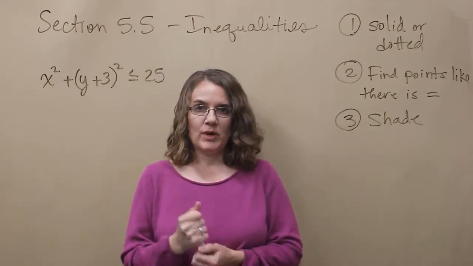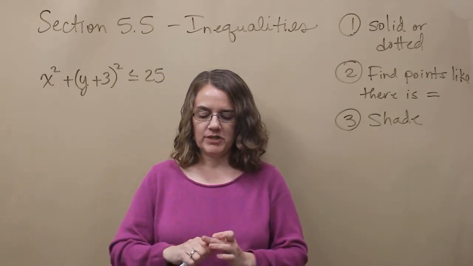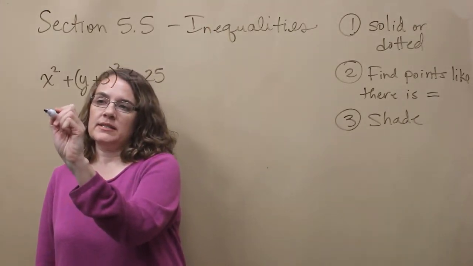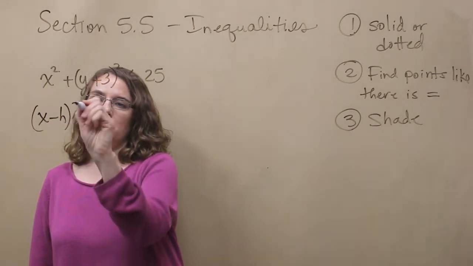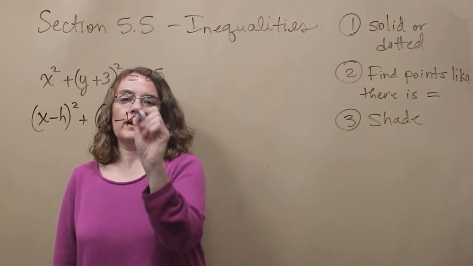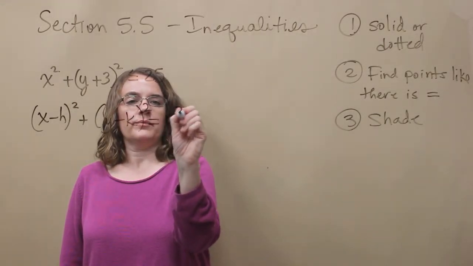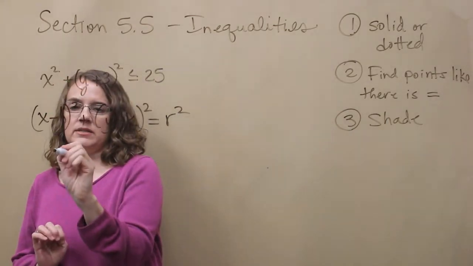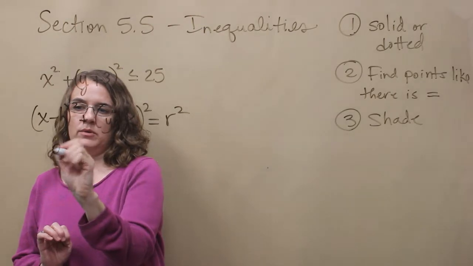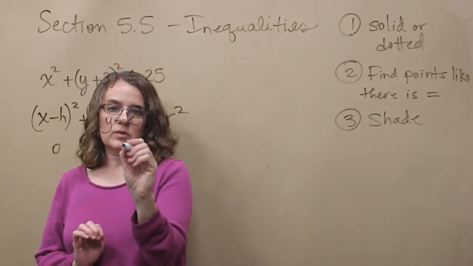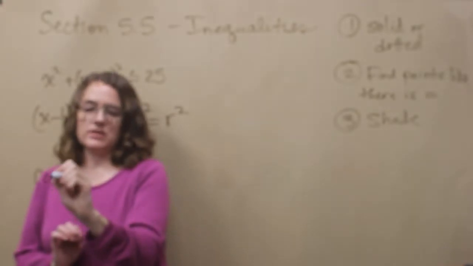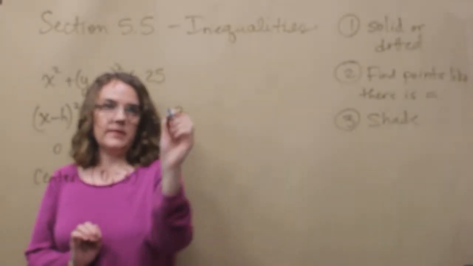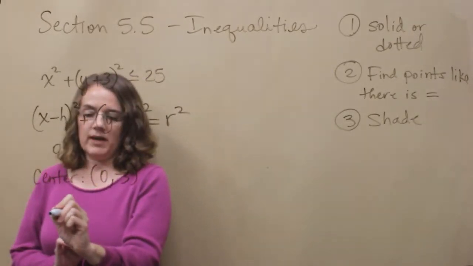So just to remember how circles work, we want to recognize that we have this formula from a while ago that gives us the setup for a circle. This tells us that the x in here is 0 and this one is going to be -3. So our center is at 0, -3, and then our radius is going to be the square root of 25.